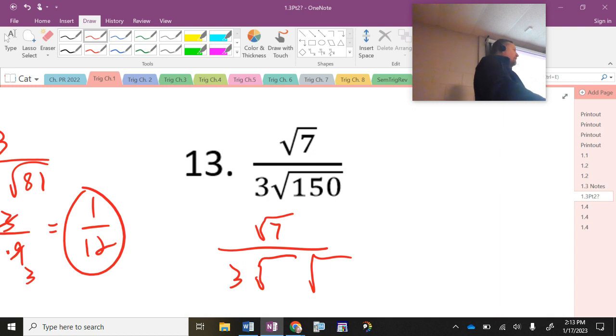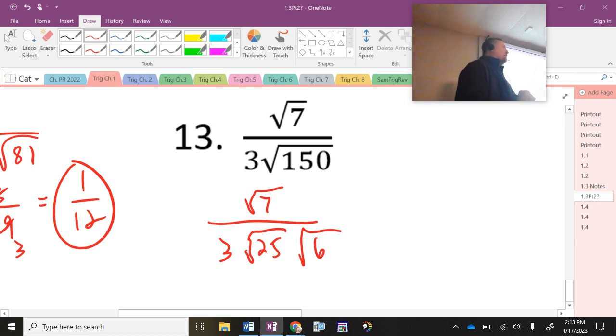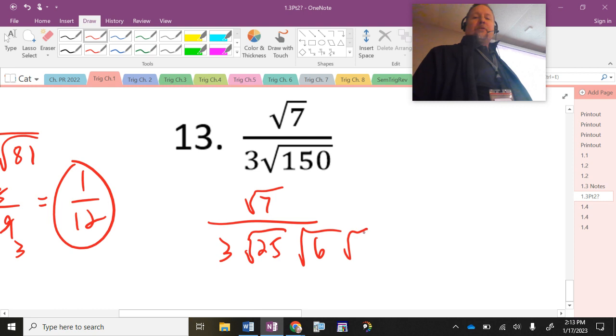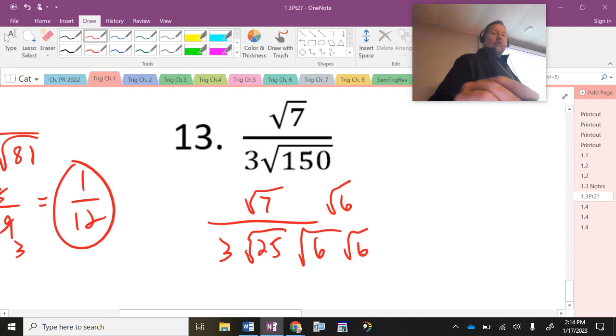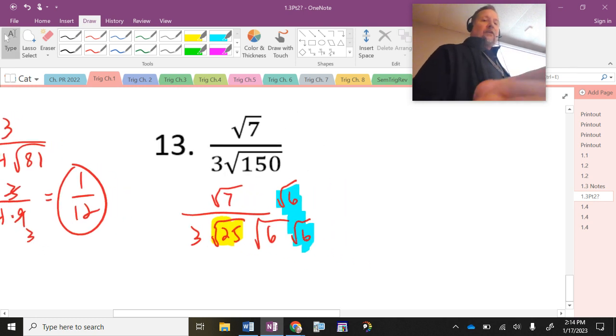How many quarters are in a $1.50? This always makes me sad to figure this out. How many quarters in a $1.50? 6. So I just broke down 150 into 6 times 25. Why did I do that? What's the square root of 25? And then the next thing we're going to do, we're going to kill 2 birds with 1 stone. We're also going to rationalize. So we are getting the perfect square, and then we're going to rationalize this situation here.